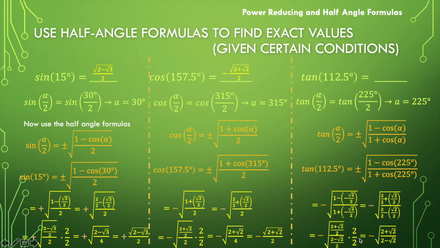And we end up with square root of 2 plus the square root of 2 over 2 minus the square root of 2. Now this does simplify a little bit further if you were to rationalize. I'm okay with you leaving it right here as long as the radical doesn't have any fractions within fractions.